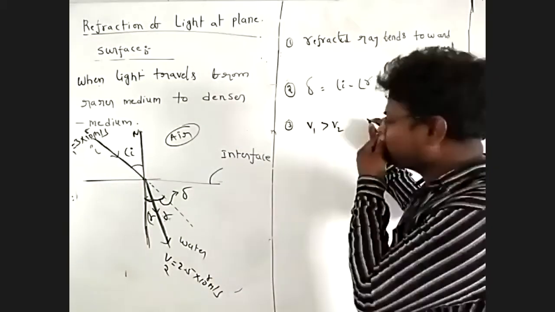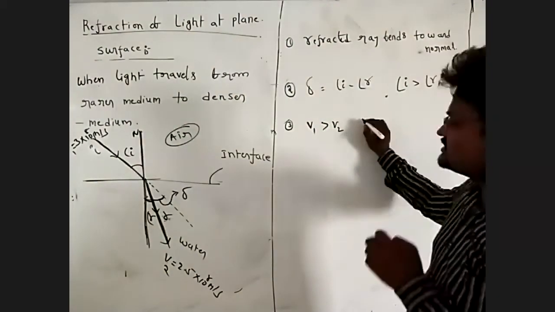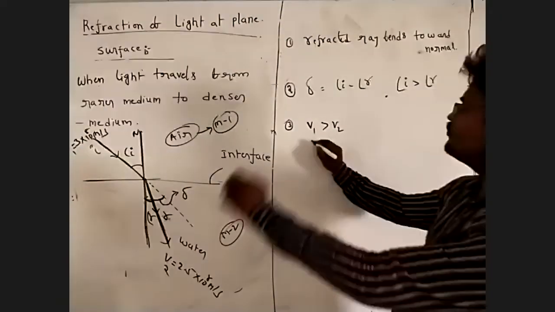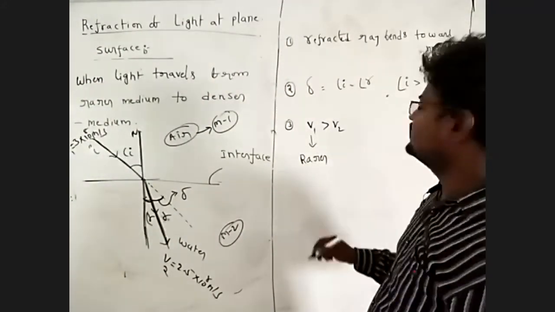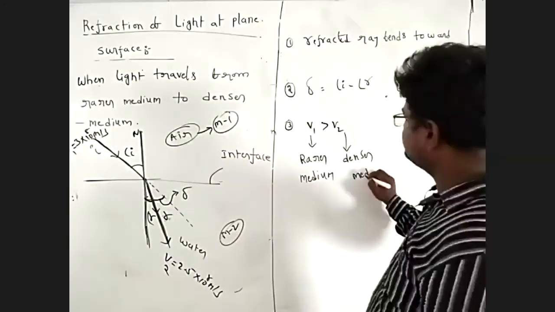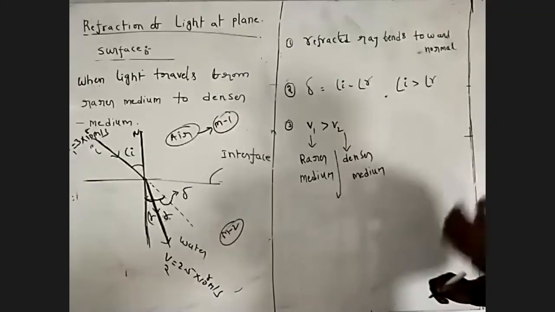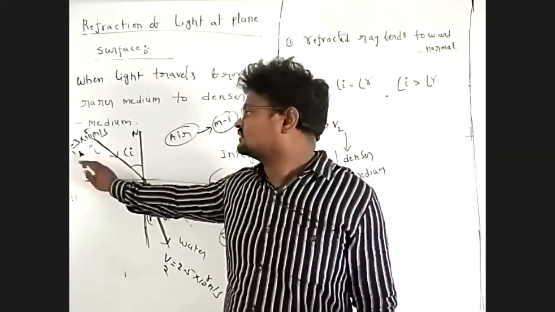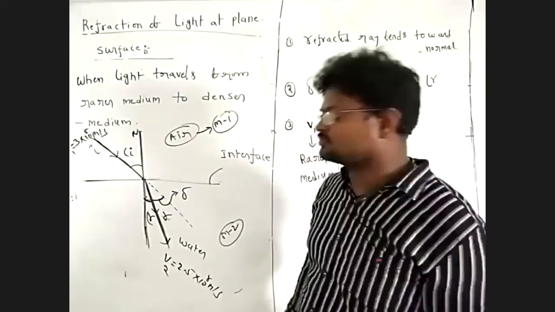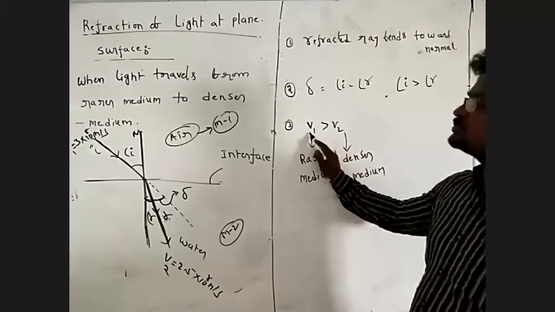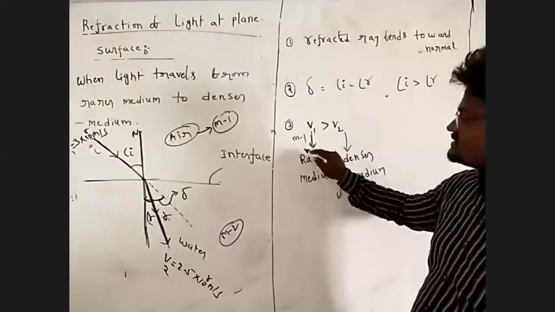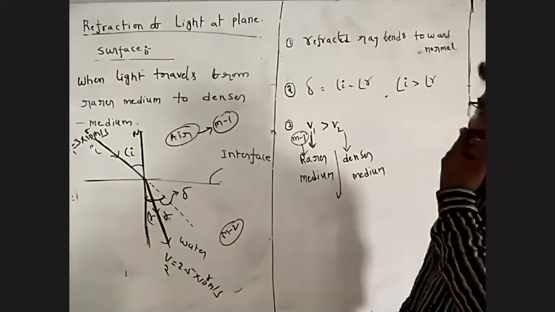V1 is greater than V2. This is medium 1, this is medium 2. So medium 1 is taken as the rarer medium and medium 2 as the denser medium. Speed of light in air is 3 × 10⁸ m/s, and in water it is 2.5 × 10⁸. Here, the speed of light in air is greater than the speed of light in water.